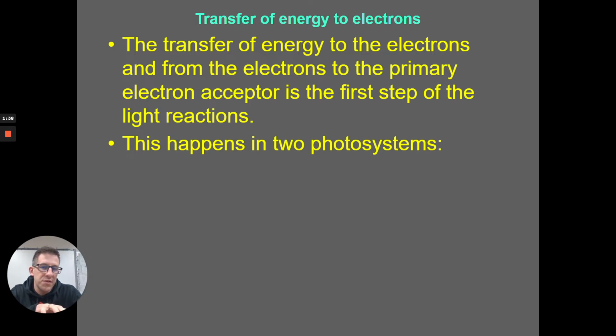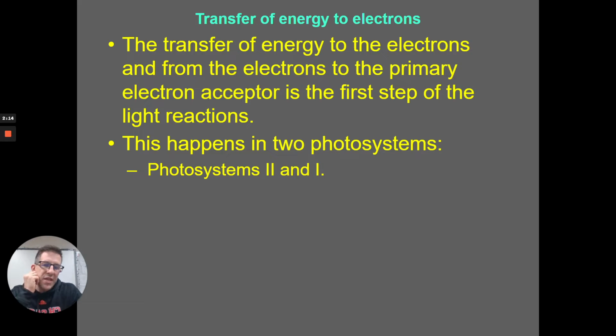Okay? So the first phase that we're going to talk about is the light reactions, and one of the first things we have to understand within the light reactions is that there has to be a transfer of energy to the electrons from the sun's light. Okay? So the transfer of energy to the electrons and from the electrons to the primary electron acceptor is the first step of these light reactions. And so I've started to incorporate some of the structures that we're going to see within the thylakoid membrane that are absolutely important to this transfer of the energy from the sun's light to these electrons.